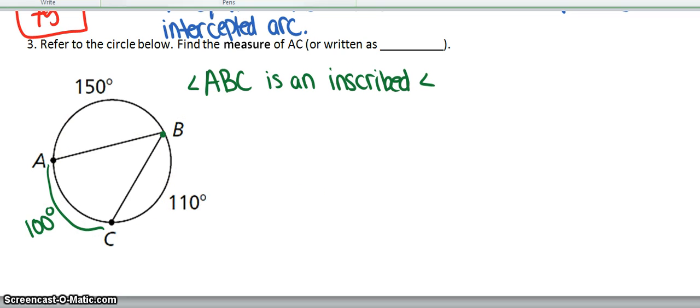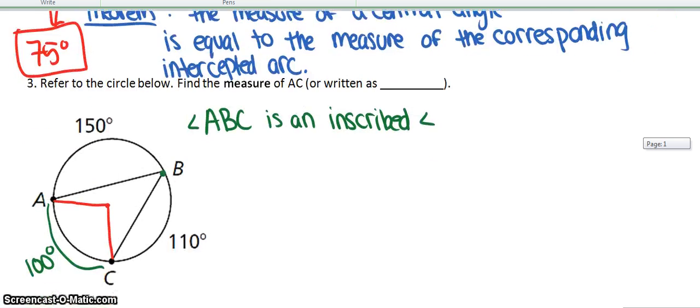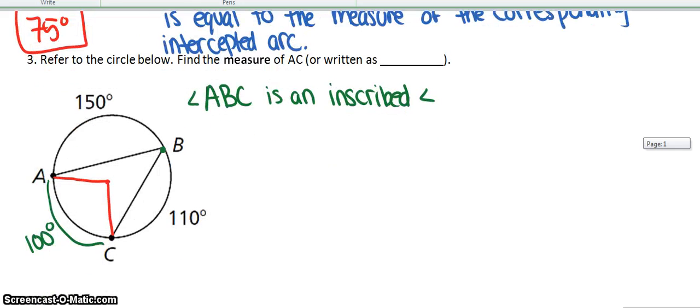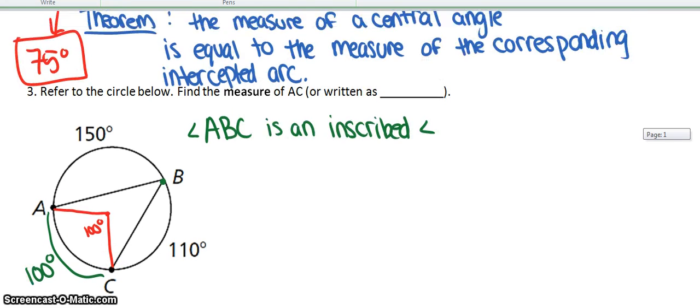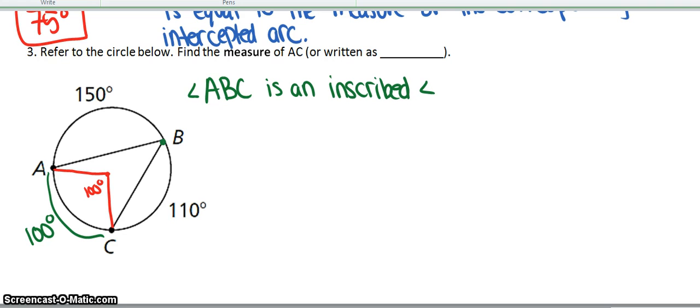Okay, so if I was talking about a central angle, and I'm going to draw that central angle. So here's the center. My central angle would look like this. From the theorem I learned in the previous problem, I know that the central angle is the same as the arc that intercepts it. So if this arc is 100, then this central angle is also 100 degrees. So the arc and the central angle are the same.